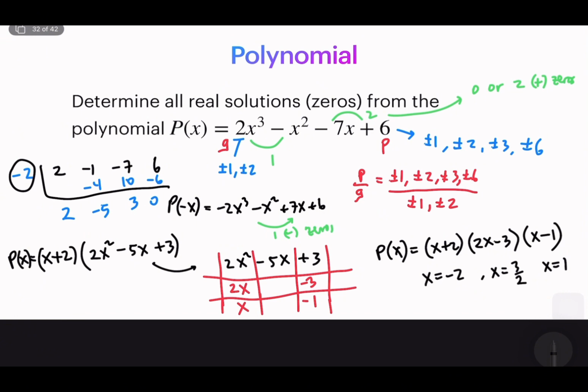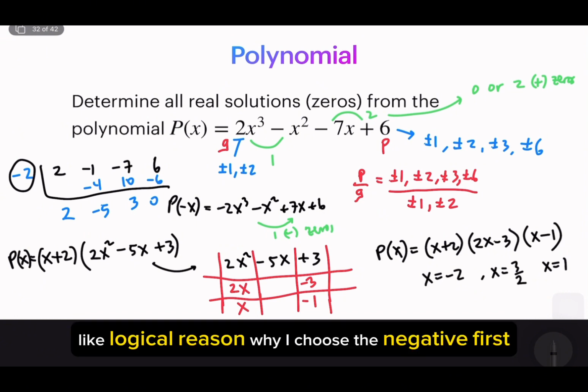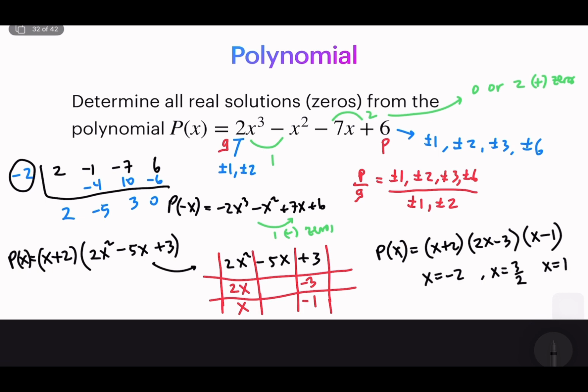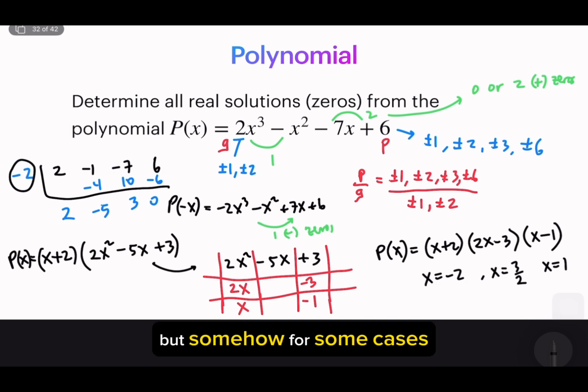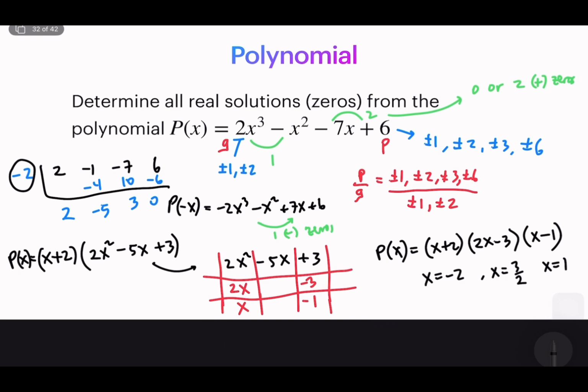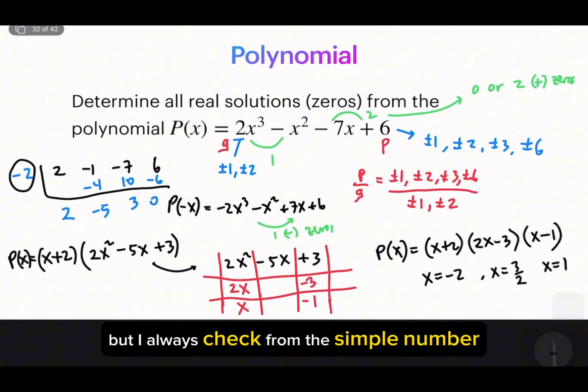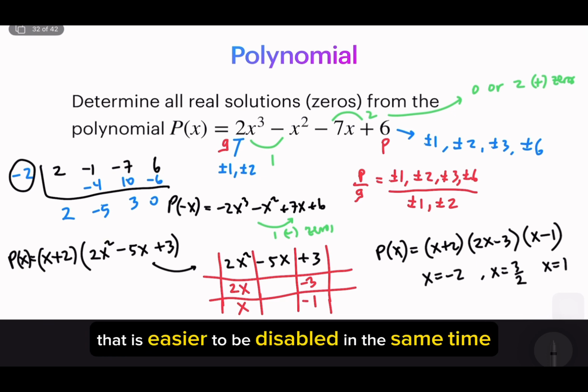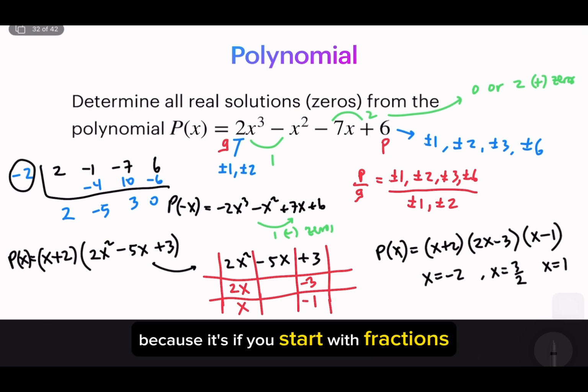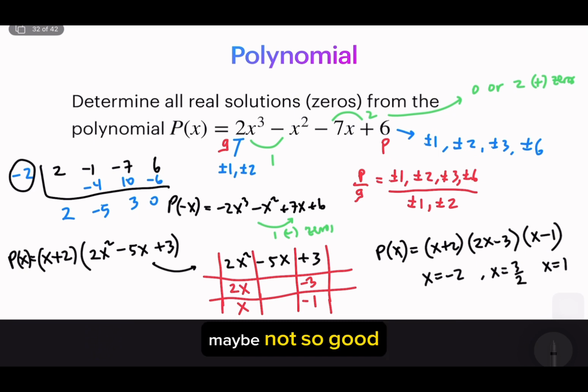Do you have my idea? It's a logical reason why I choose the negative first to check. But for some cases, maybe it will be 0 and 2. This will also be 0 and 2, so it's not useful, so you can just check all the numbers. But I always check from the simple number that is easier to distribute in this syntax simplification, because if you start with fractions, maybe not so good. So you just start with a simple number.